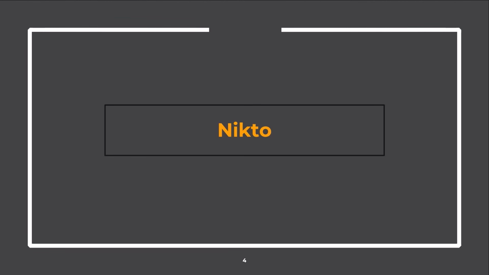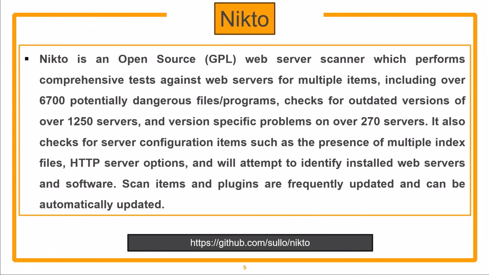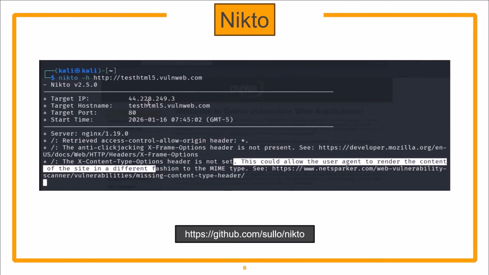Let's start with a classic, Nikto. Nikto is an open-source web server scanner that performs comprehensive tests against web servers. It checks for over 6,700 potentially dangerous files and programs, and looks for outdated versions on over 250 servers. It even checks for server configuration issues, like multiple index files or HTTP server options, giving you a great baseline of your target's posture.